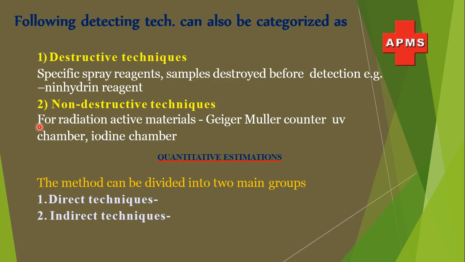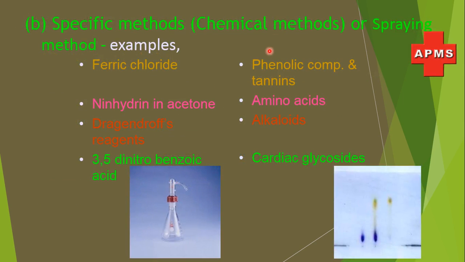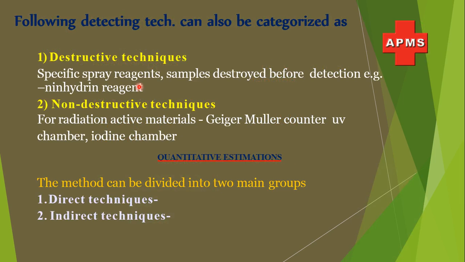In non-destructive techniques, actually all the chemical techniques, as we have seen earlier, are destructive techniques where the structure or composition of a sample changes. But the physical methods which we have seen earlier, that is the iodine chamber method and the UV chamber method, are non-destructive techniques because by applying these techniques our sample composition or its chemical structure does not change, so we can again obtain back our sample components.